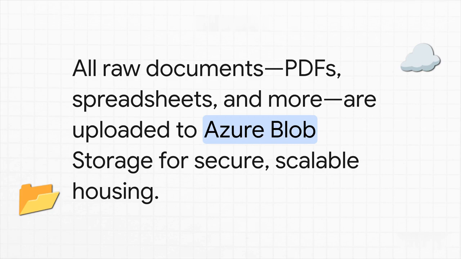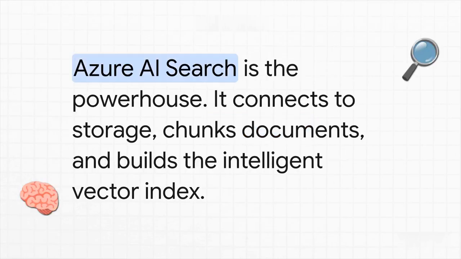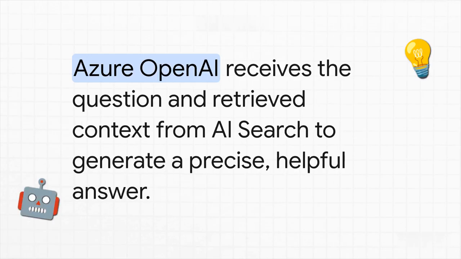It's the perfect starting point. Massively scalable, secure, and cost-effective. It's our digital library shelf. Next up is the heavy lifting. This is where Azure AI Search comes in. It's an absolute powerhouse of a service. It connects directly to our blob storage, and it handles all the tough stuff for us. It cracks open the documents, does that chunking we just talked about, and then it builds that incredibly important vector index. It does all of that automatically. And finally, we get our answer.